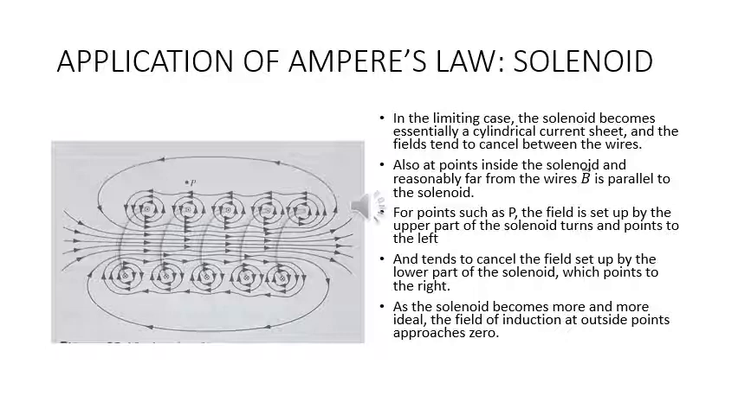For points such as P, the field is set up by the upper part of the solenoid turns and points to the left, and tends to cancel the field set up by the lower part of the solenoid, which points to the right. As the solenoid becomes more and more ideal, the field of induction at outside points approaches zero.